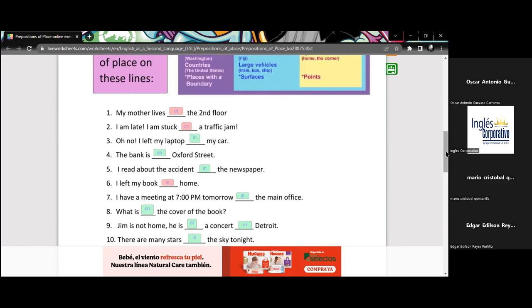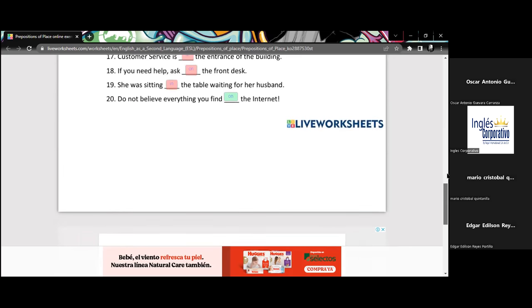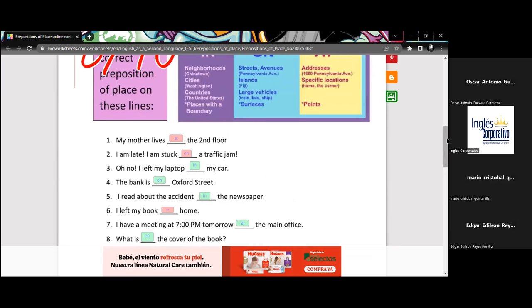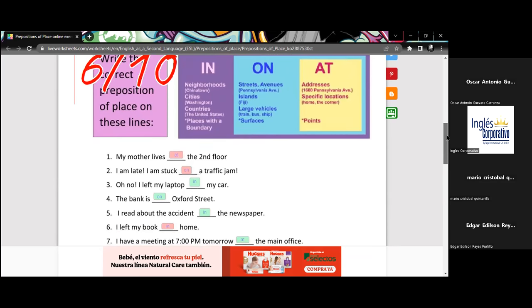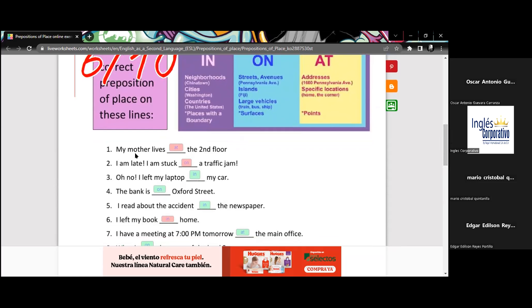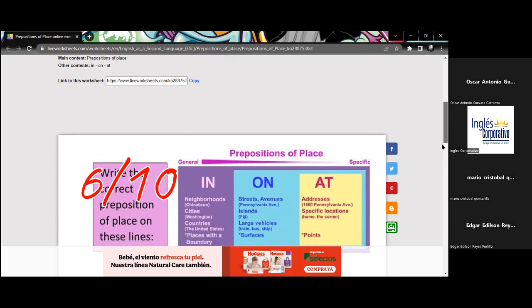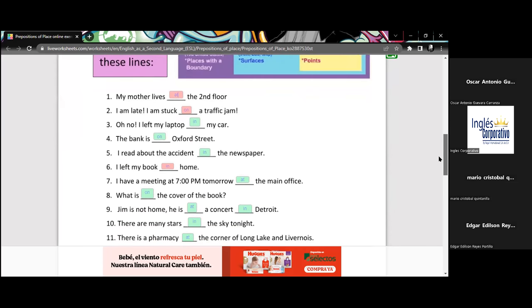Teacher, una pregunta. Es a place, place with a boundary. ¿Qué dijo que significaba? Lugares delimitados, por ejemplo, por sus dimensiones de espacio o geográfico: puede ser un parque, un salón de clase, una bolsa, una caja. Esa es la de in. Y surface, esas son superficies. In en ese caso es como decir algo que está dentro de algo. On, sobre algo, y at, en una ubicación específica.